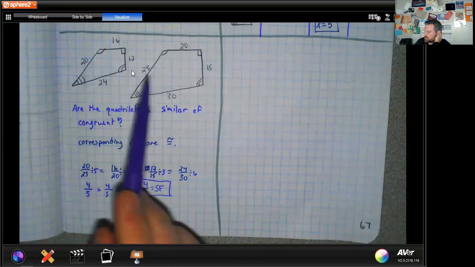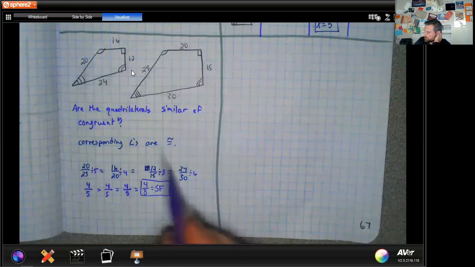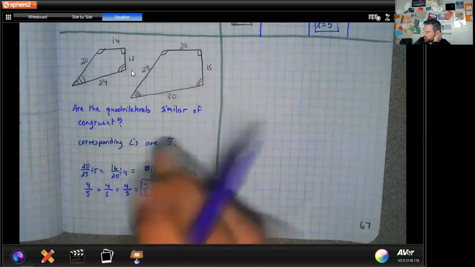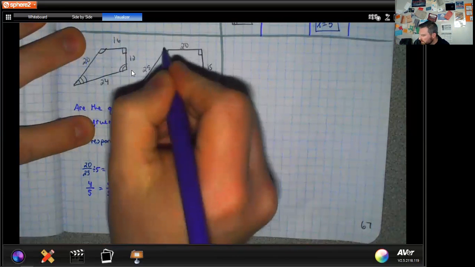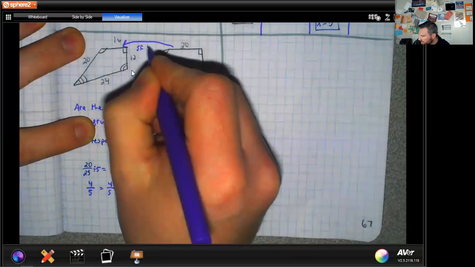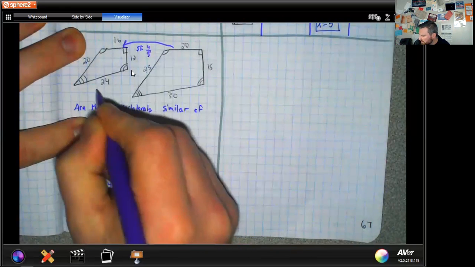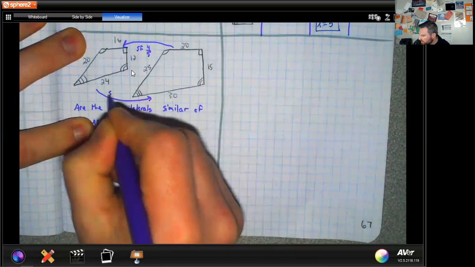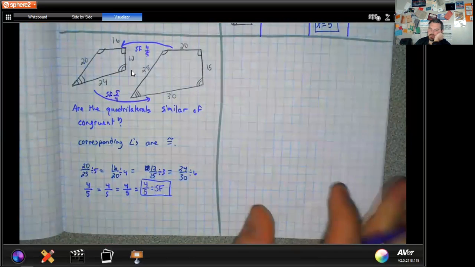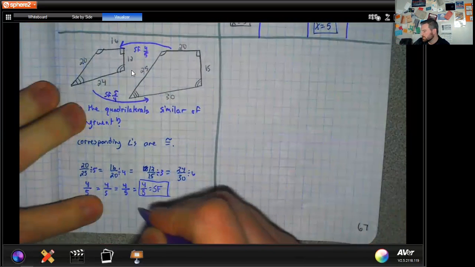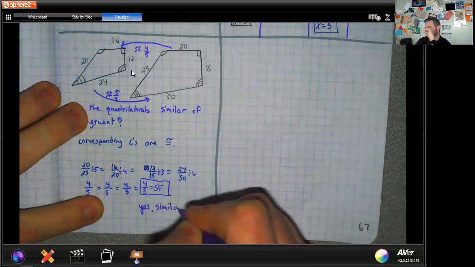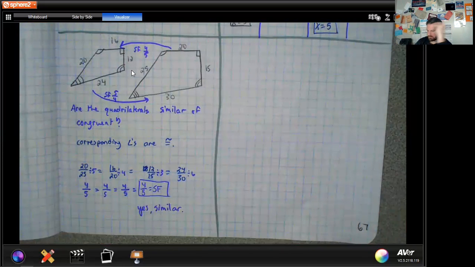So this scale factor is going this way. If I wanted the scale factor going this direction, I just flip it over. So from here to here, scale factor of 4/5. Going from here to here, scale factor of 5/4. Okay, so you just flip it over if you want the other direction. So yes, these are similar. Okay, they are similar.